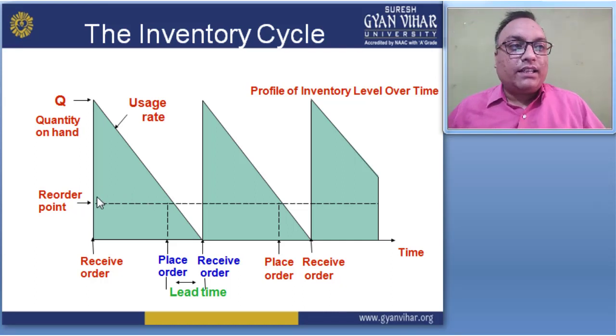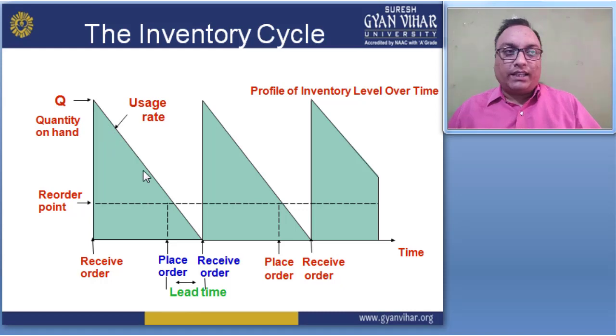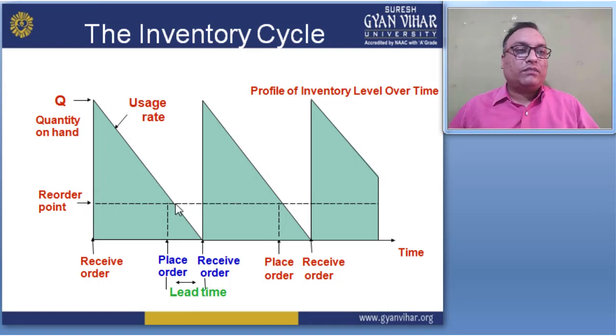Second, the dash line shows the reorder point. The slant edge gives the usage rate of the item, which continuously decreases, and at this point you place the reorder. This point shows the place of the order.